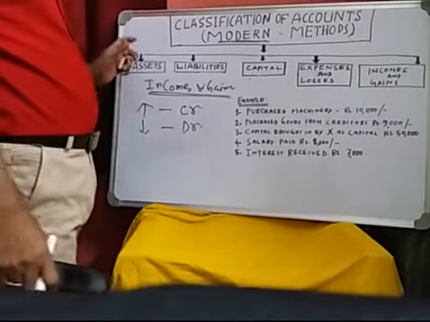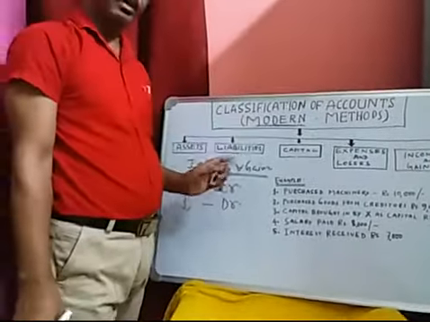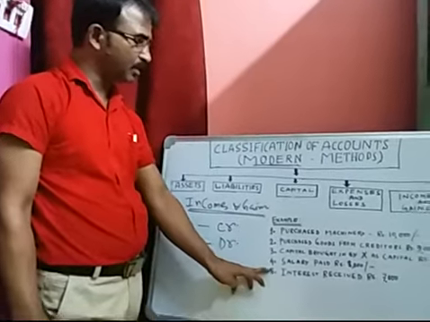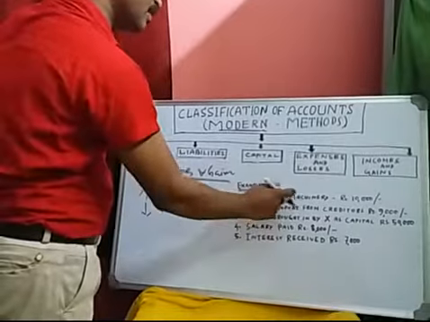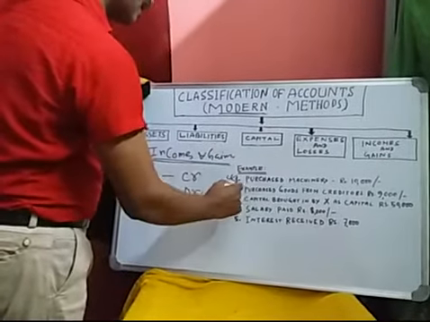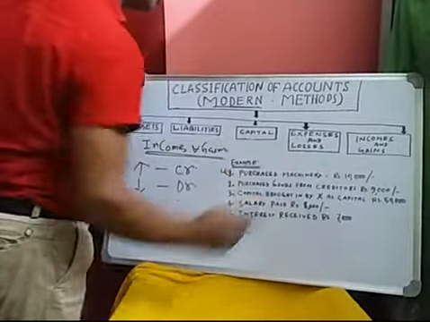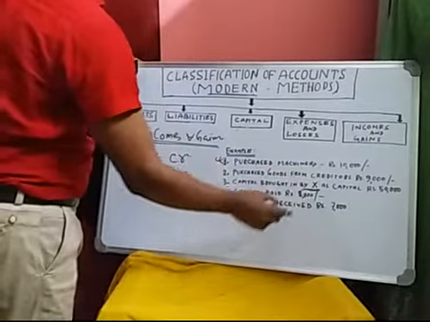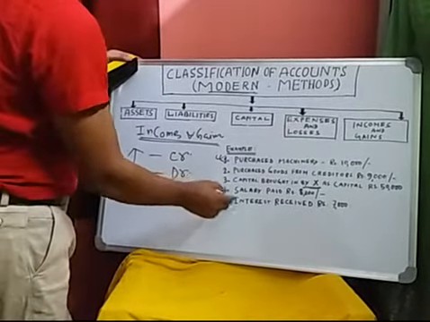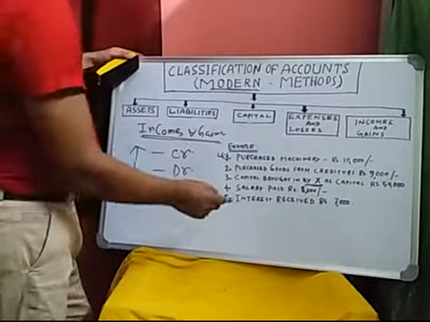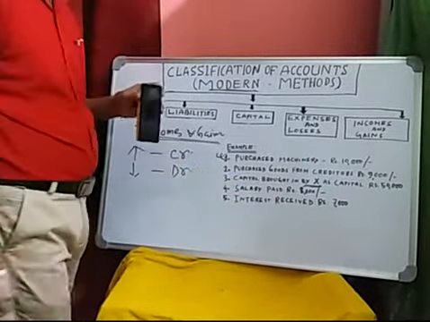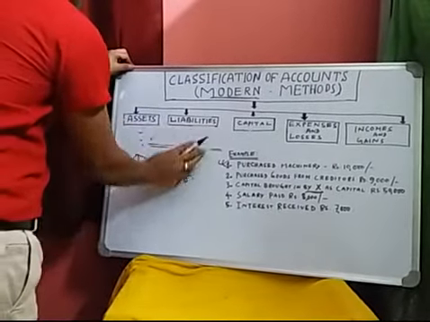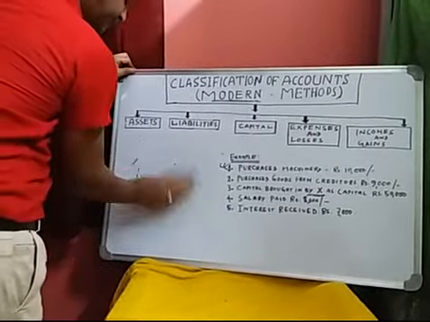Okay. To explain these five components, I have taken a simple example. You see the example carefully. The first is purchased machinery, rupees 10,000. Second is purchased goods from creditors, rupees 9,000. Third is capital brought in by X, the owner of the business. Fourth is salary paid, rupees 8,000. And the next one is interest received, rupees 7,000. So I have taken five examples to explain this concept. Now I am going to discuss one by one.